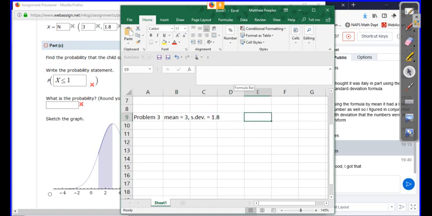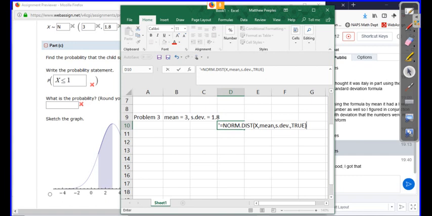The command we use in Excel, and I'm just going to type in a model of it. This is not how you type it in, because it always starts with equals. But it's going to be norm.dist. And what you're going to do is put in the x value you're trying to figure out is less than. You're going to put in your mean and your standard deviation. And then you're going to enter true to represent the fact that your probability is going to be cumulative. That is, for all of the times that are to the left of that number.